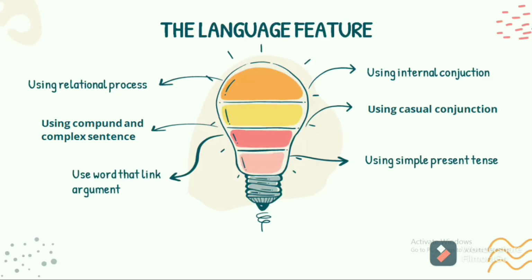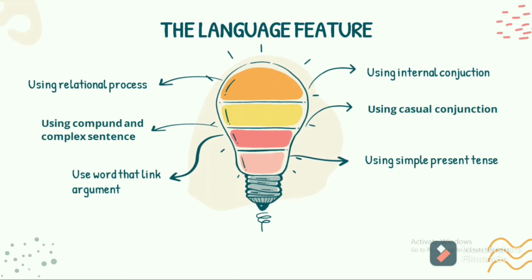In this slide, we will learn about the language features of analytical exposition text. Here, there are 6 language features that must be known. The first one is using relational process. It means every paragraph of analytical exposition text should be related to each other. The first paragraph must strengthen the second paragraph. The second paragraph must strengthen the third paragraph, and so on.